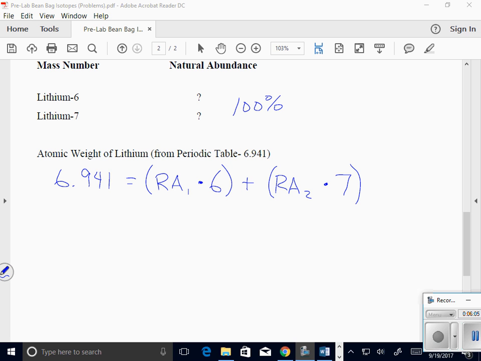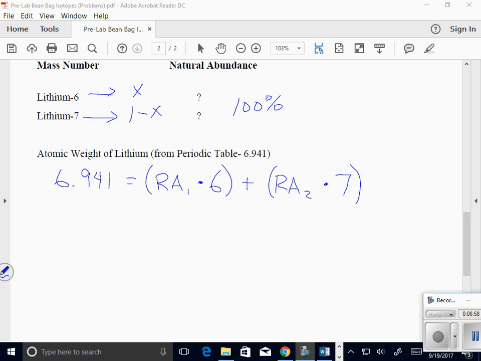But I know that these 2 numbers have to add up to be 100%, right? So I know that the relative abundance then has to add up to equal what? 1, right? So what I'm going to do is have lithium-6 be X, so lithium-7 would be 1 minus X. Are we okay with that? Do we understand what I did right there? Because they all have to equal 100% for a natural abundance, so the relative abundance all has to equal 1.